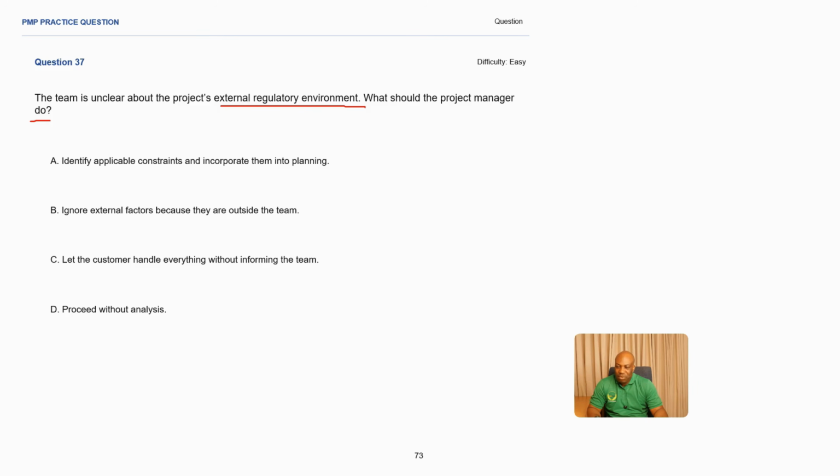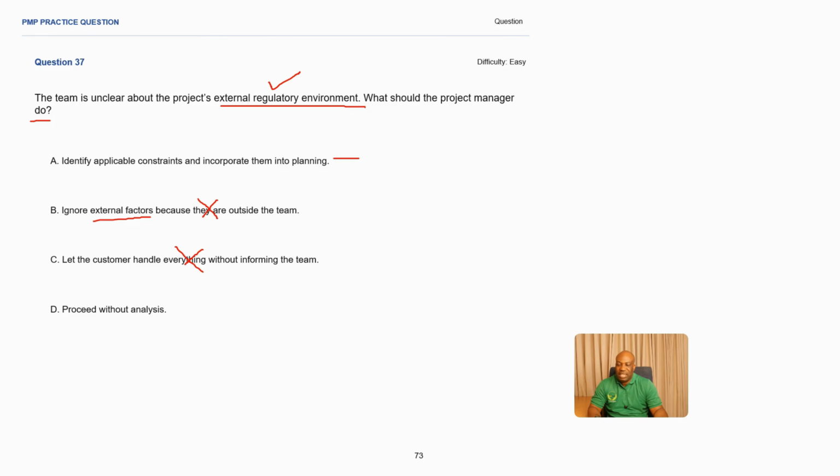Identify applicable constraints and incorporate them into planning. Okay, makes sense. Ignore external factors because they are outside the team. We don't ignore external factors, especially if it's something regulatory, which means it's mandatory. So this is an incorrect answer. Let the customer handle everything without informing the team. This is not supposed to be done by the customer. If anything, the customer is a stakeholder in the project. If there's anything they have to do, it's going to affect the project. Therefore, you should be involved, making this an incorrect answer.